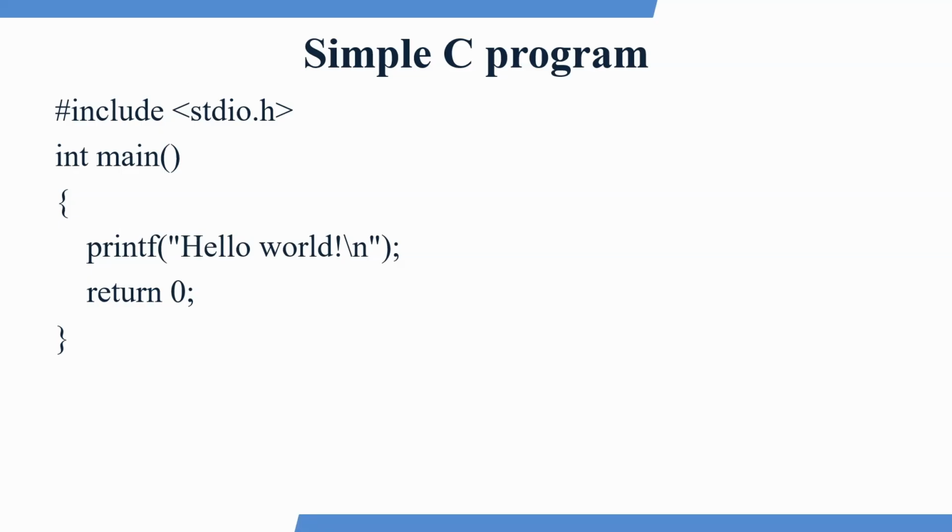Whenever we are using a predefined function, we should mention where this printf function is available. So where the operating system has to take the code of the printf function from, we have to define it here. How to define it is with the statement called hash include stdio.h. This is a header file, or you can consider it a folder, which comes along with your C packages and has the code for the function called printf.